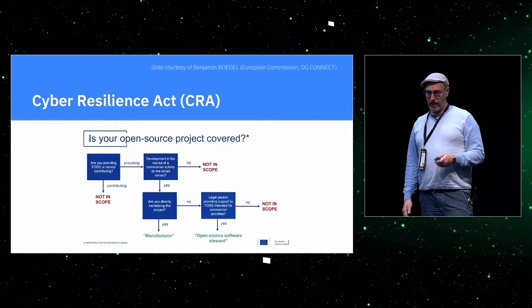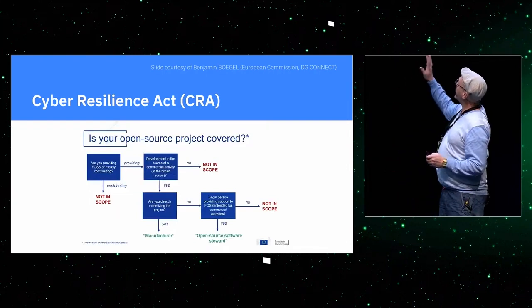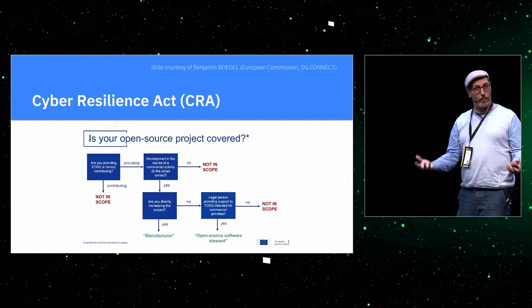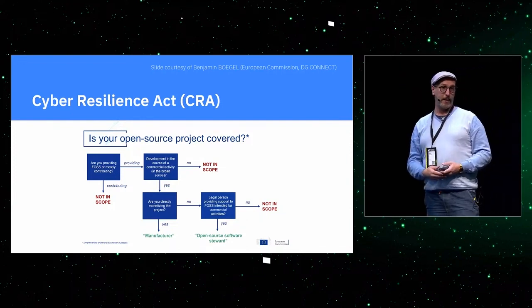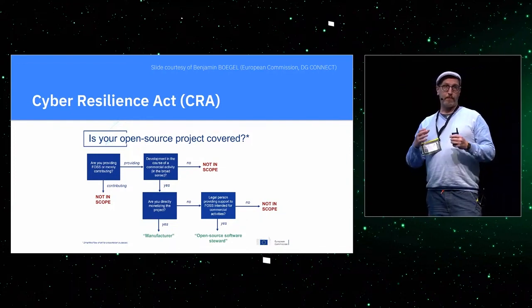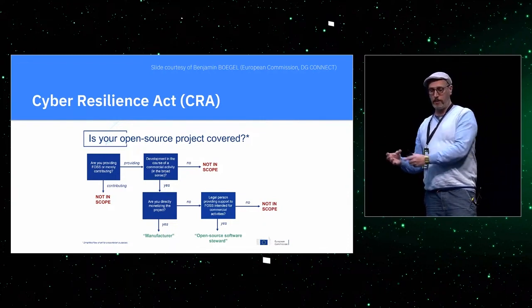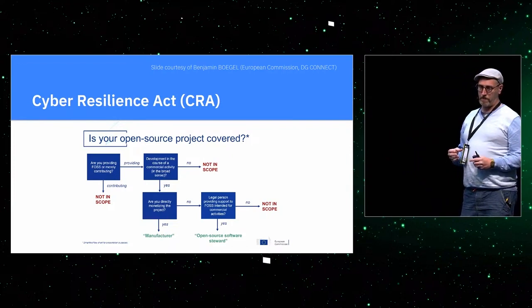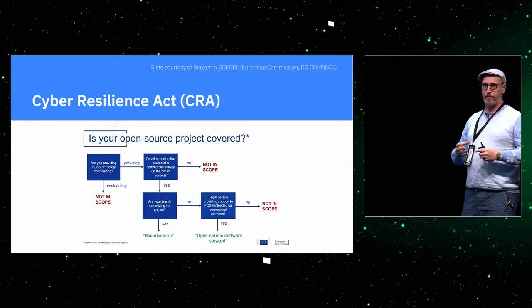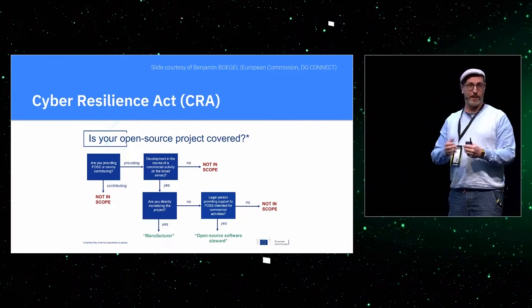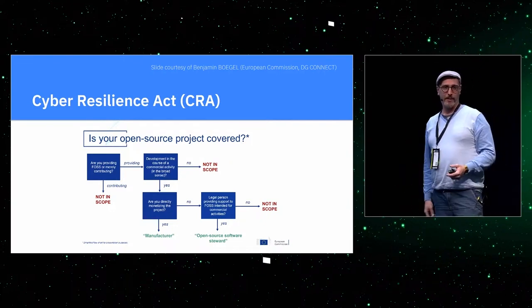And can you see this? This is a great spreadsheet. This is actually directly from Benjamin, who worked on writing the Cyber Resilience Act. Because if you are creating open source software, what kind of creation is it? Are you giving it away for free, or are you selling it? That's kind of the big distinction, right?